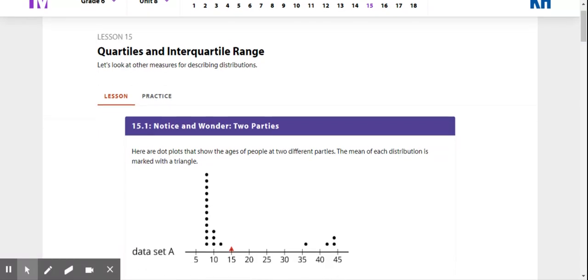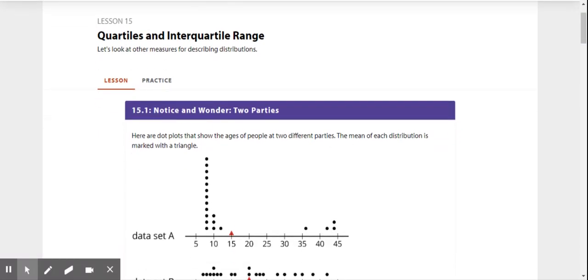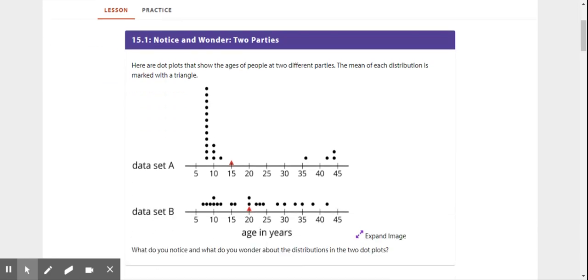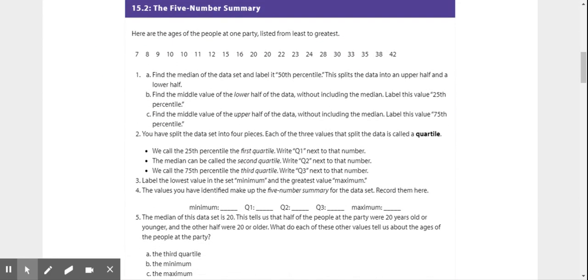So in order to get us started, I'm actually going to skip the first part and go on to part 2, the 5-number summary. To give you some background, they're talking about a party. Each person in the party was asked how old they were. One person was 7 years old, one person was 8 years old, all the way up. And there are 20 people at the party.